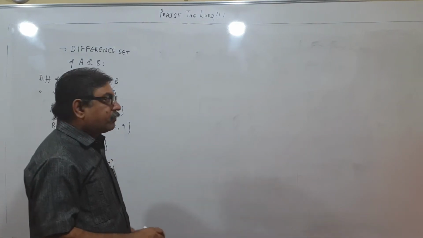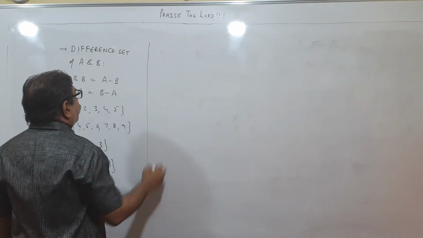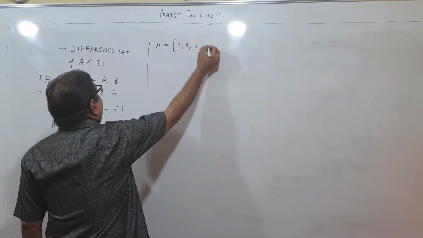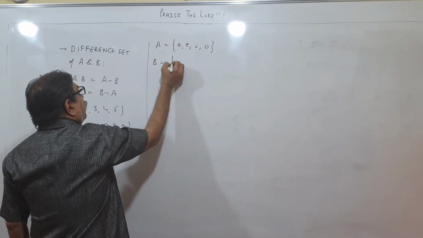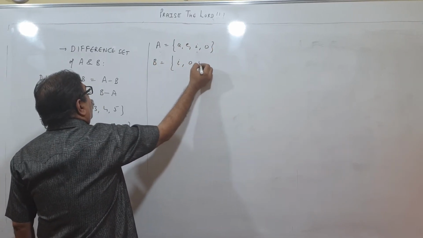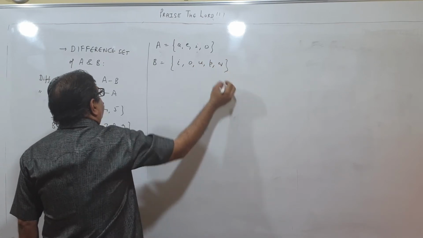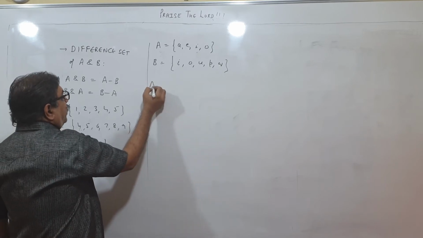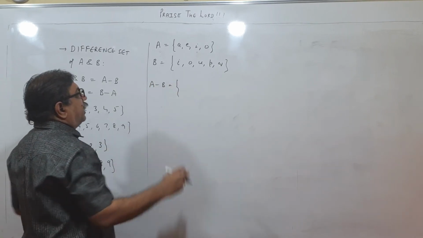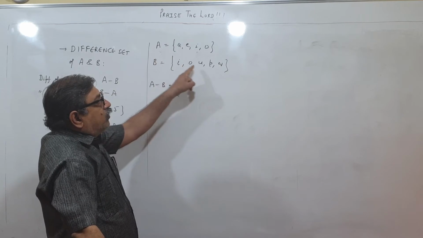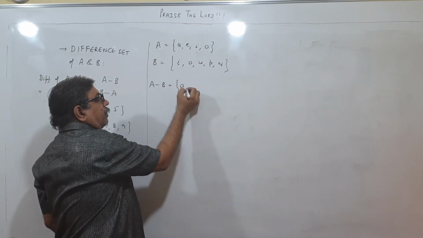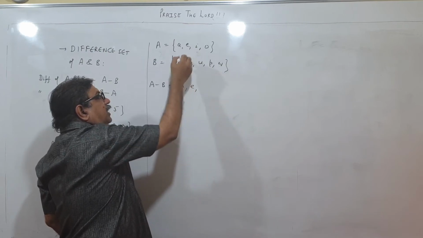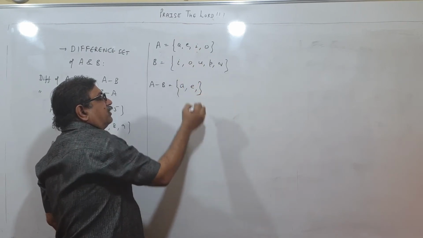Please understand. Take one more example. A is A, E, I, O and B is I, O, U, P, Q. We think like this. What will be A minus B? I look at A. Is A present over here? No, so I write A. E not here, so I can write E. I getting cut out, O getting cut out, that is it. That is A minus B.